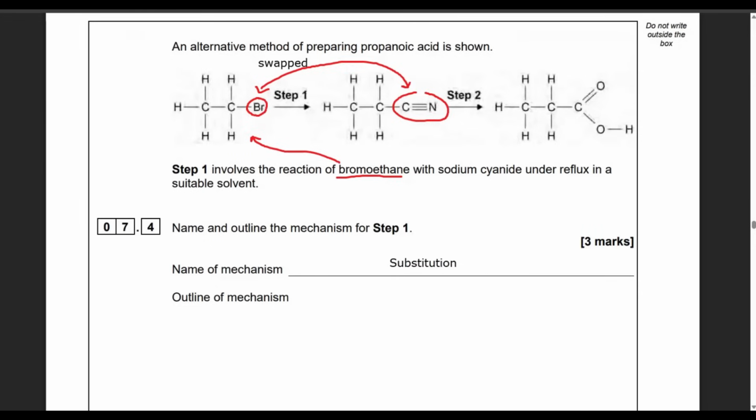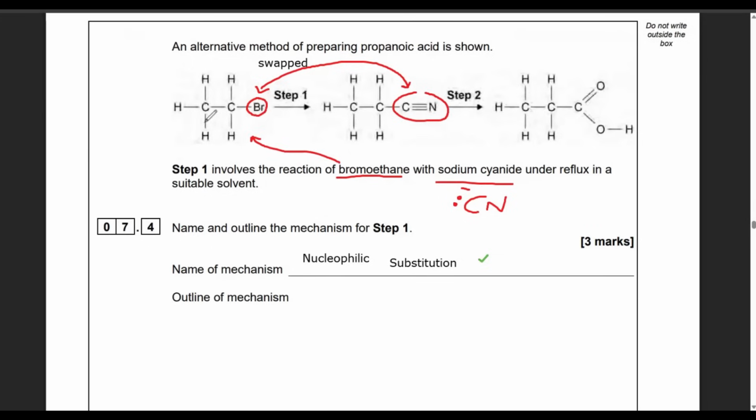So it's substitution. Now, what type of substitution? Well, the sodium cyanide is going to have a cyanide ion here, or a nitrile ion, whatever you want to call it. This has got a lone pair and a negative charge. Of course, that is going to be attracted to positive things like the delta positive carbon in the carbon-bromine bond. So it's going to be nucleophilic. It's being attracted to the delta positive carbon in that bond. So we call that nucleophilic substitution.